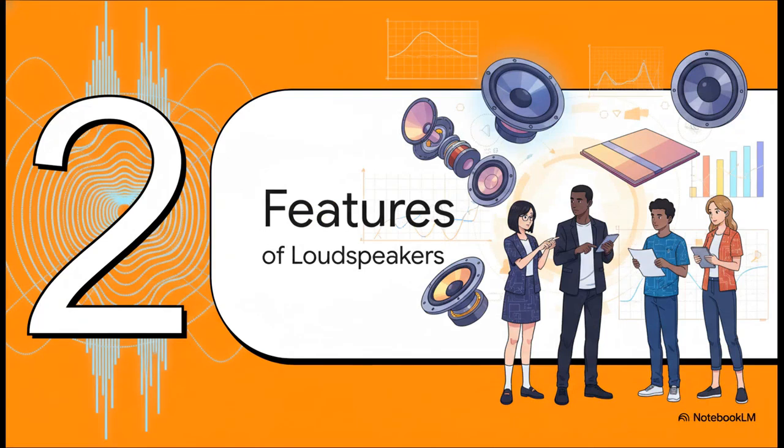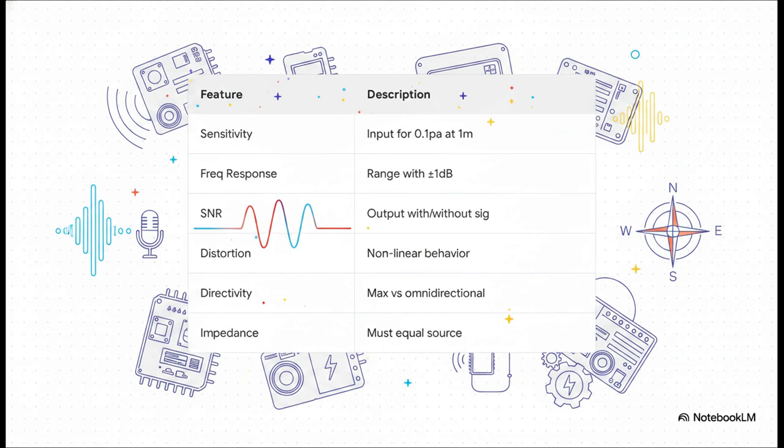Moving on to Section 2, the universal features of loudspeakers. And this brilliantly illustrates the 6 core features you absolutely need to master for any engineering exam. Let's group them conceptually to make it easier to digest. First, the basics of output. Sensitivity is the input signal required for a sound pressure of 0.1 pascals at exactly 1 meter. Frequency response is the range of frequencies maintaining an amplitude of plus or minus 1 decibel.